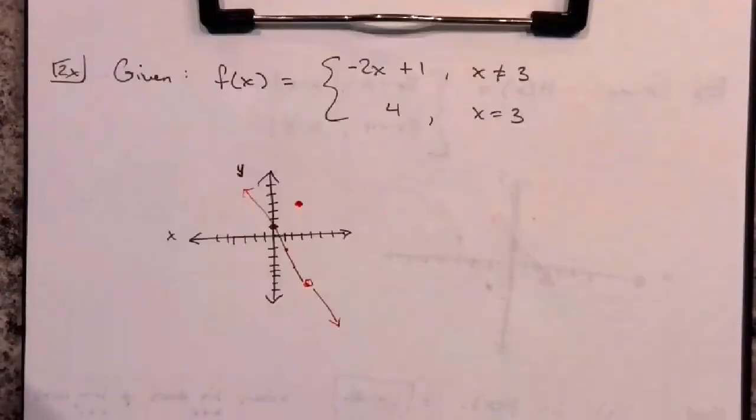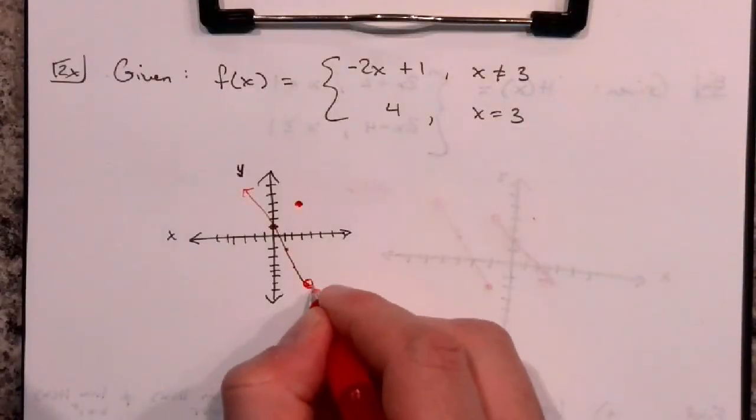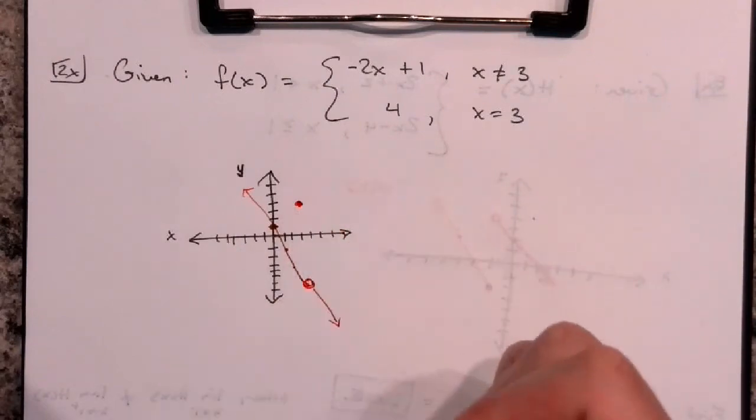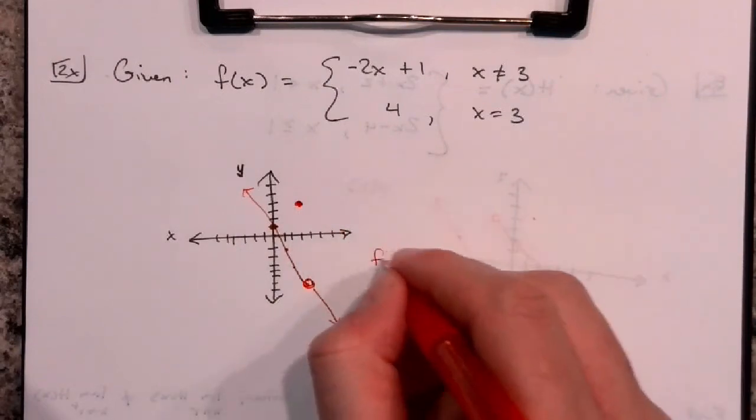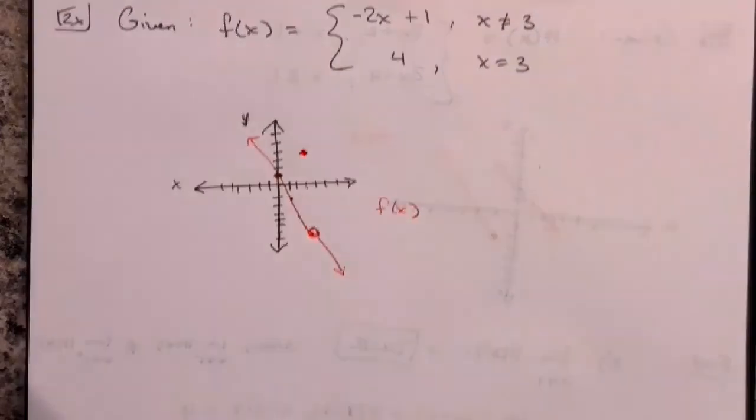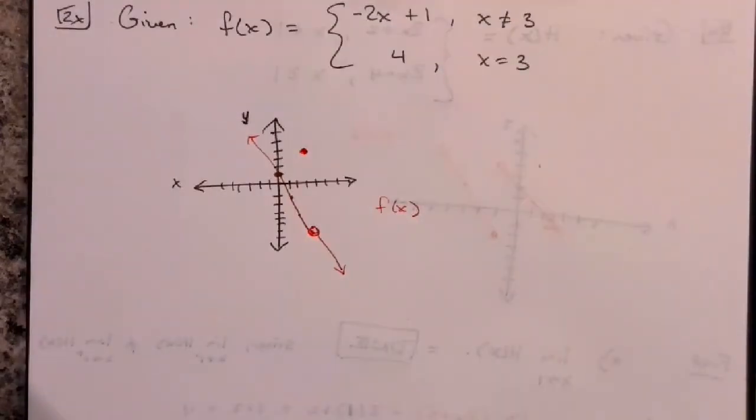Rough sketch, but just have an idea of what's going on here. So we have an open circle at that point, but it's closed up above it. This is the graph of f of x. We don't even need to use the graph, it's just here for us to look at.